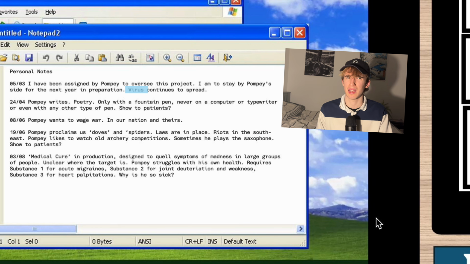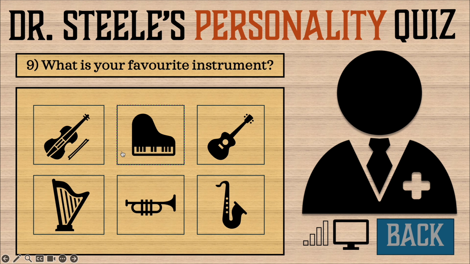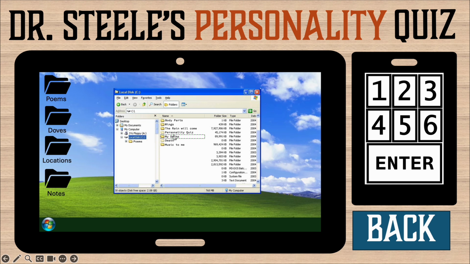Whoever it is, they're describing a year-long project relating to a virus of some kind and a medical cure. At the moment, the end of the file reads, "Why is he so sick?" The next question requires you to recognize what the substance in the syringe is treating. You click head. A few more questions later, you have the question, which is blind? The answer is difficult to find until you come across this poem.